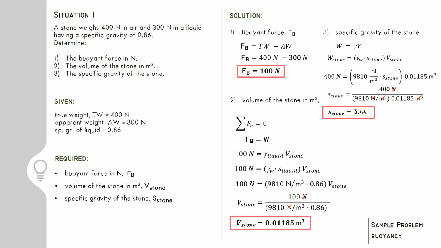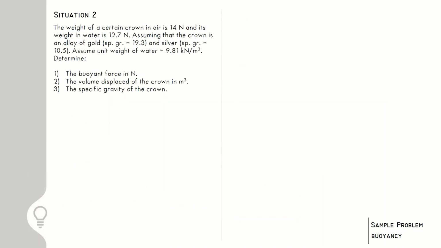We have our second and last example for buoyancy. The problem states that the weight of a certain crown in air is 14 Newton and its weight in water is 12.7 Newton. Assuming that the crown is an alloy of gold with specific gravity of 19.3 and silver with specific gravity of 10.5. Assume unit weight of water is 9.81 kN per cubic meter. Determine the buoyant force in Newton, the volume displaced of the crown in cubic meter, and the specific gravity of the crown.